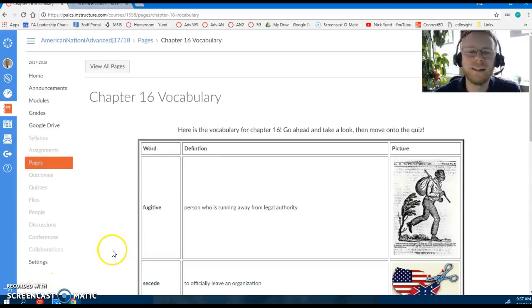Let's go ahead and take a look and then bump onto the quiz. Simple matching quiz. There's just not a lot of vocab this chapter.